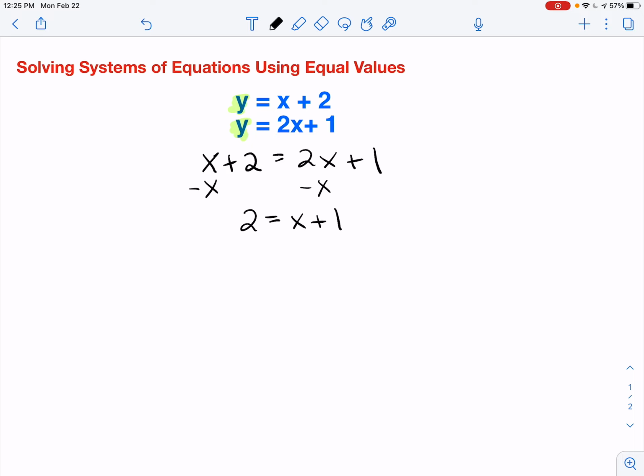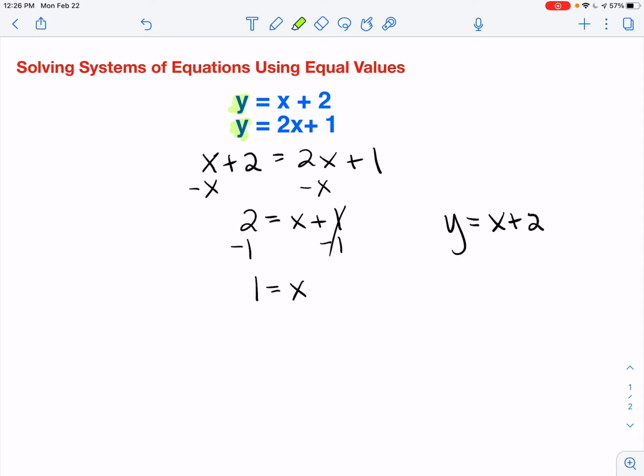Now, in order to get x by itself, I have to get rid of this plus 1. So I'm going to say minus 1 from both sides. That'll cancel out. 2 minus 1 is 1 equals x. Perfect. Now, I'm going to go back up to my two equations. I'm going to pick one of them. It does not matter which one you choose. I'm going to choose the top one. So I have y equals x plus 2.